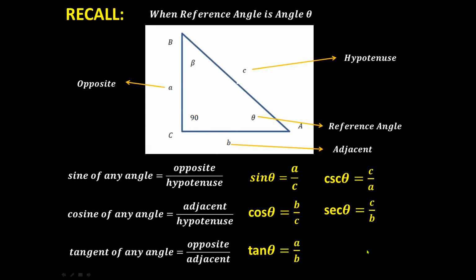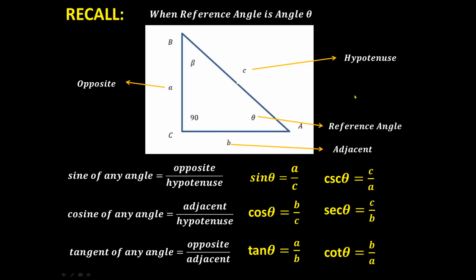At ang cotangent of theta naman natin or cotangent ng angle theta natin is simply just the reciprocal of A over B. That's why cotangent theta is equal to B over A. Now, kumpleto na ang ating 6 trigonometric functions when a reference angle is angle theta. Na-recall na natin ang ating napag-aralan last time.